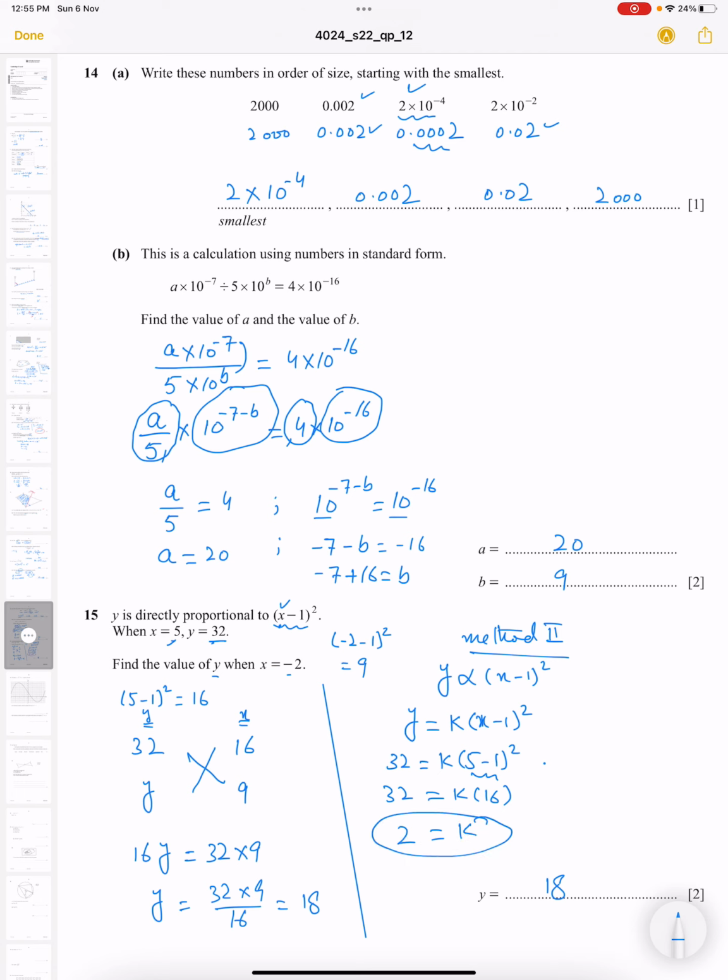Now we can use this value of k over here again. So our expression will become y is equal to 2 times x minus 1 squared. Now we have to find out y when x is equal to minus 2. So 2 into minus 2 minus 1 squared. First solve this bracket, that's minus 3 squared, which is 9. 9 times 2 is again 18. So we got the value of y the same again.